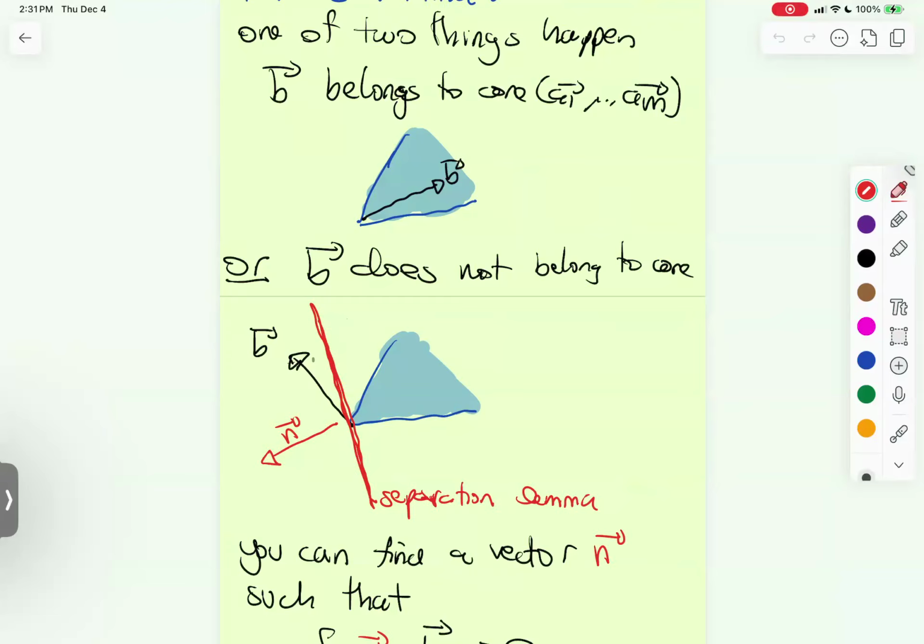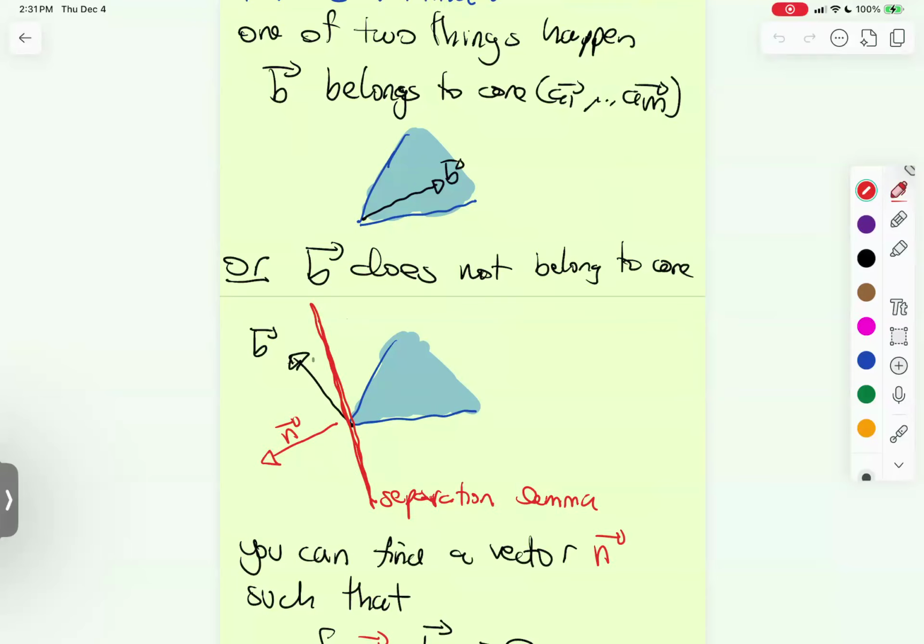Farkas lemma, I think, even has a branch in computer science and combinatorics where it's kind of important. It's actually a very useful result. So what Farkas lemma says is that either you're in the cone, or if you're not in the cone, you can be separated from the cone by a hyperplane. And only one of those two things can happen.